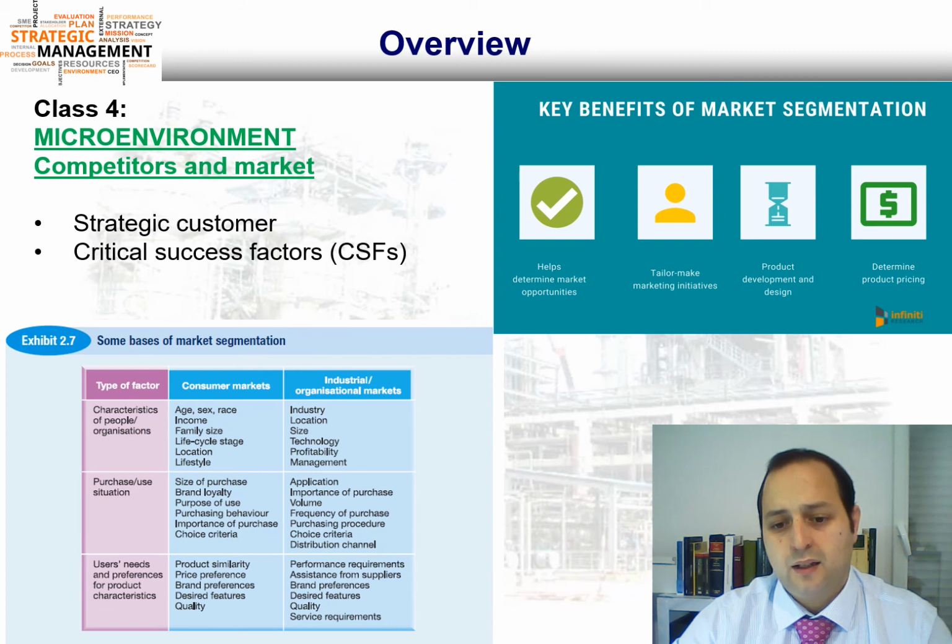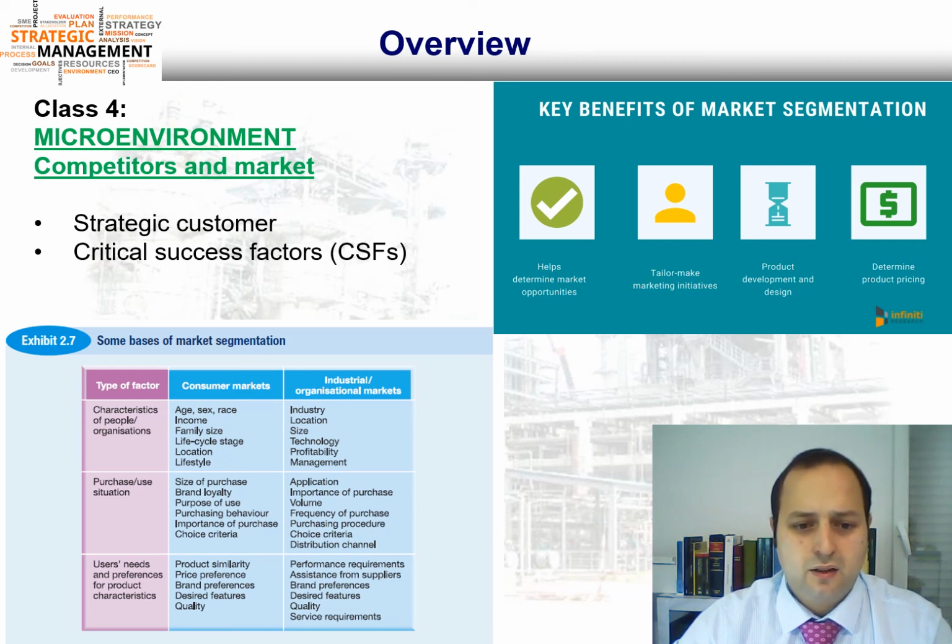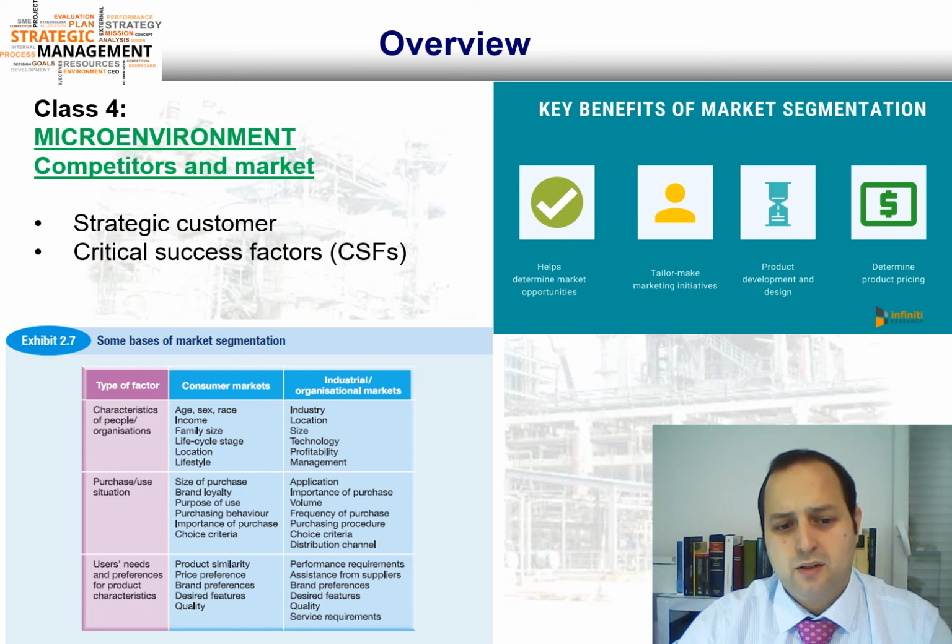Here you can find some factors for market segmentation. For example, depending on the characteristics of people: the age, sex, race, income, family size, etc. Depending on the purchase and use situation: the size of the purchase, the brand loyalty, and so on. And depending on the user needs and preference for product characteristics. And we also saw different key benefits of market segmentation. You have to remember the McDonald's video that we saw about market segmentation.